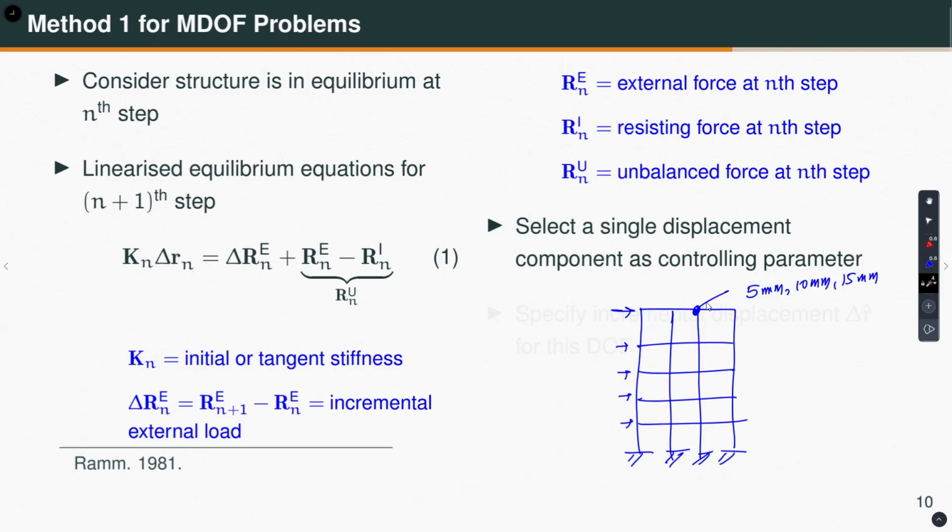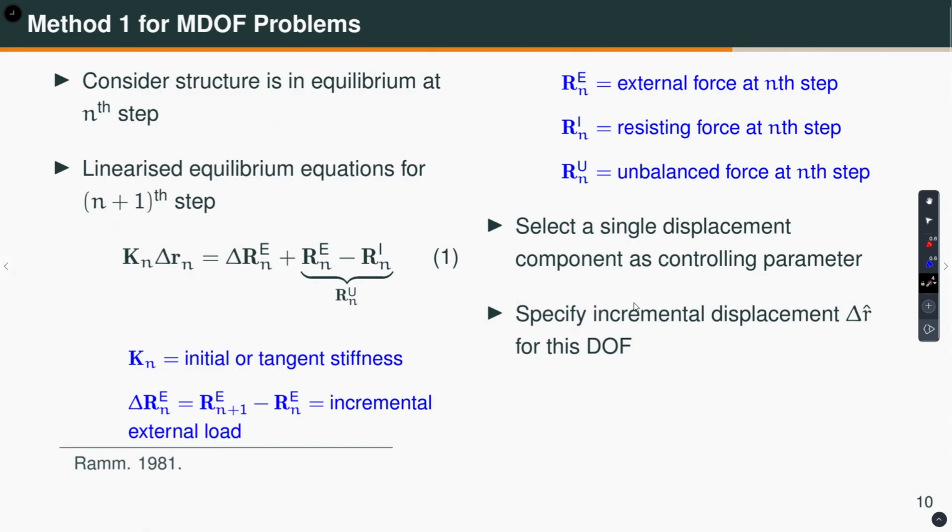So that means we choose a single displacement to be my controlling displacement. In that controlling degree of freedom, I will specify an incremental displacement which I am calling delta for increment, and then R for displacement, putting a hat to indicate that is my known displacement which I want to achieve. Okay. This equation is linearized.